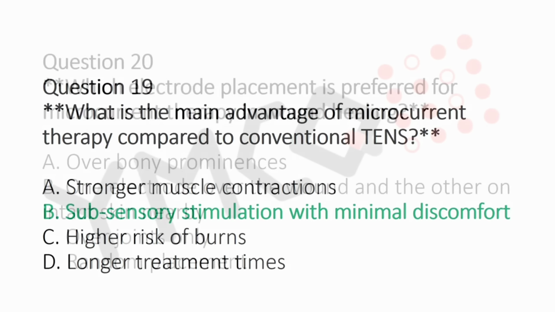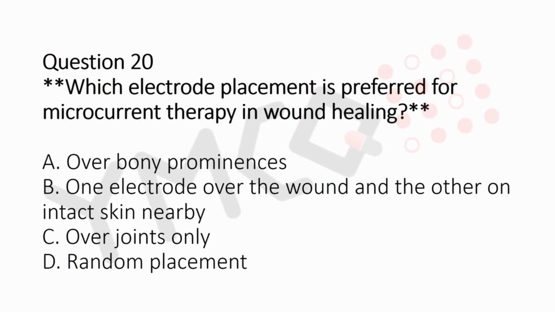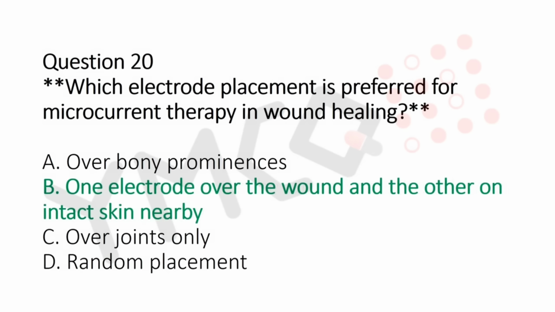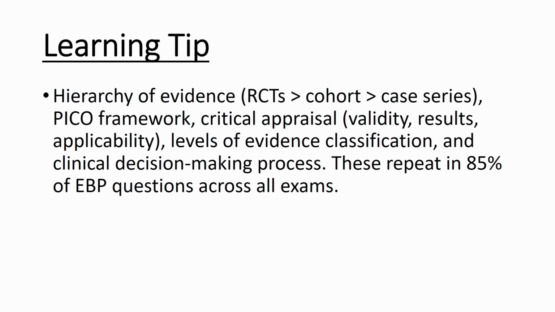Now let's move to question number 20. Which electrode placement is preferred for microcurrent therapy in wound healing? Option A, over the bony prominences. Option B, one electrode over the wound and the other on the intact skin nearby. Option C, over joints only. Option D, random placement. And the answer is option B, one electrode over the wound and the other on the intact skin nearby.